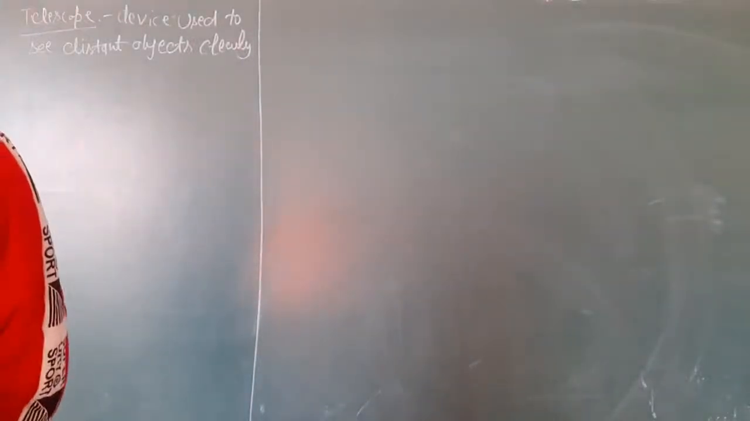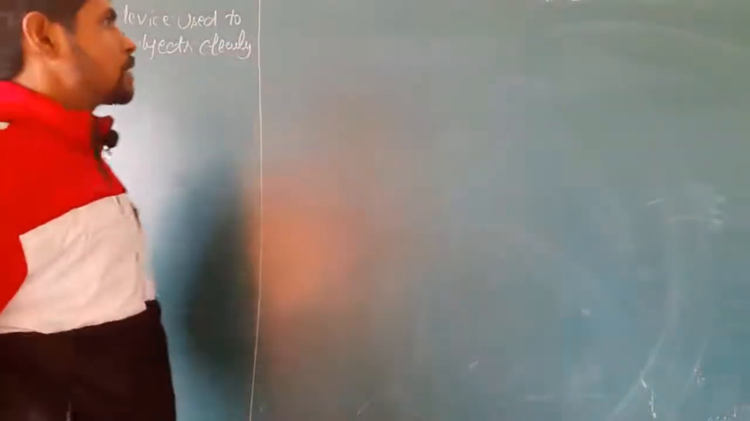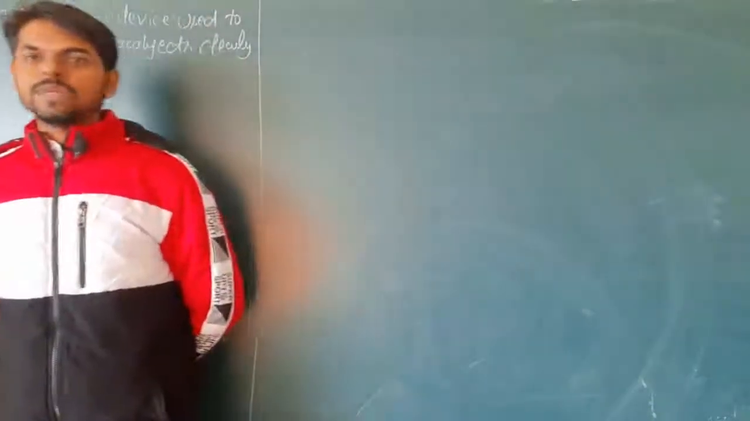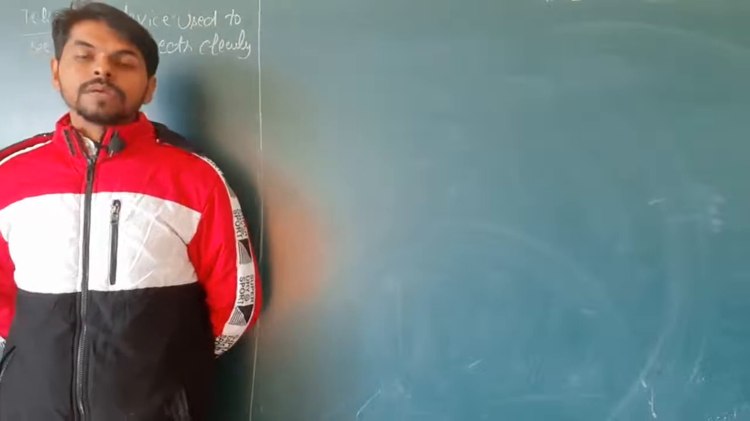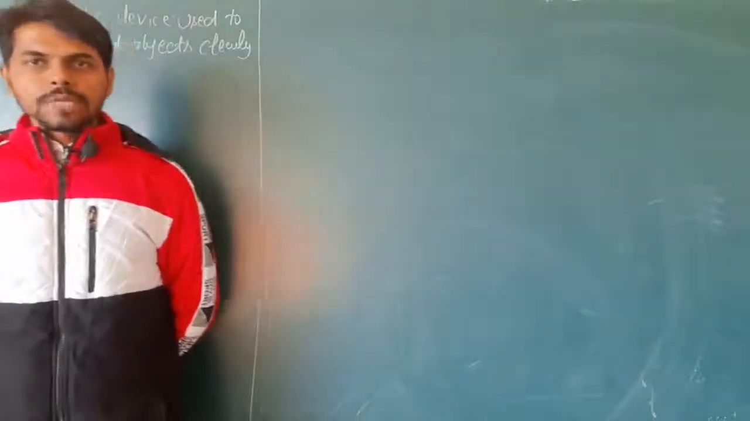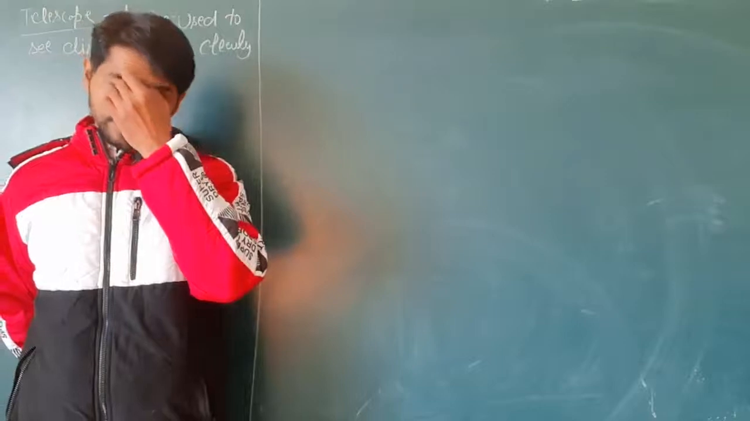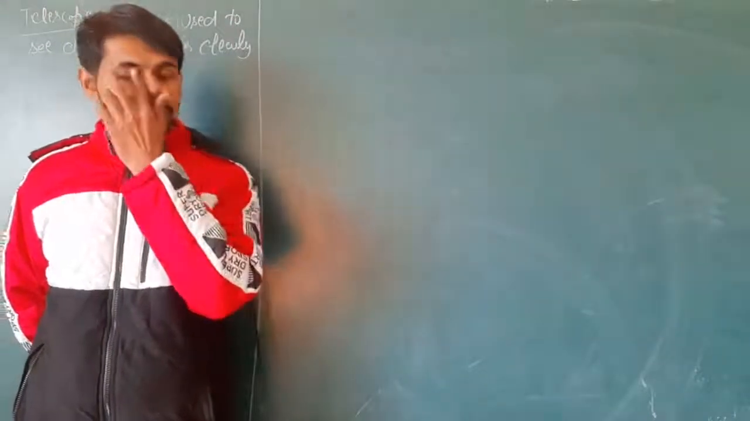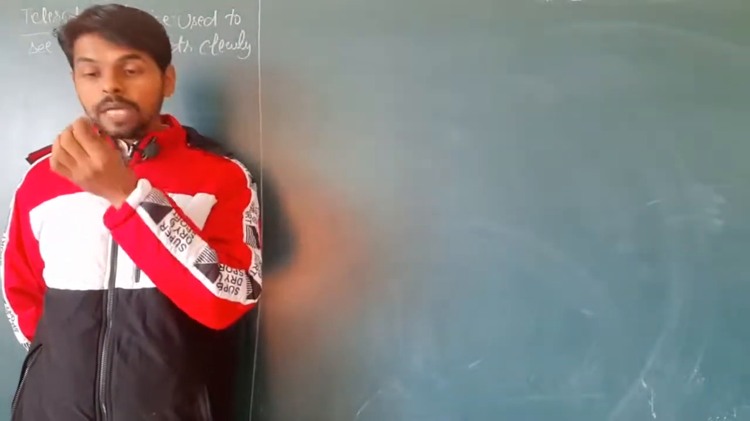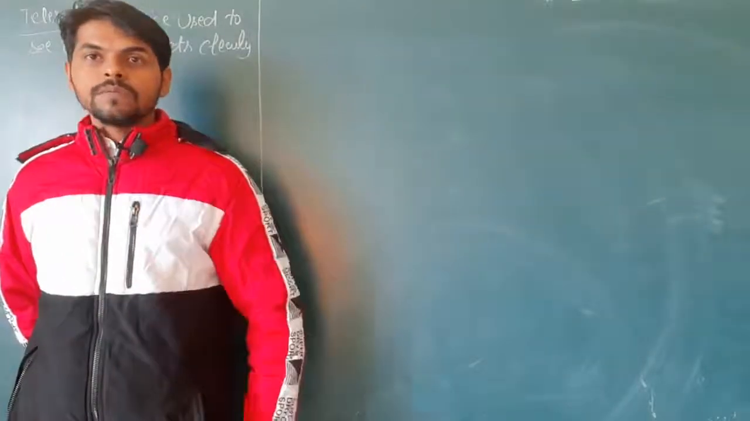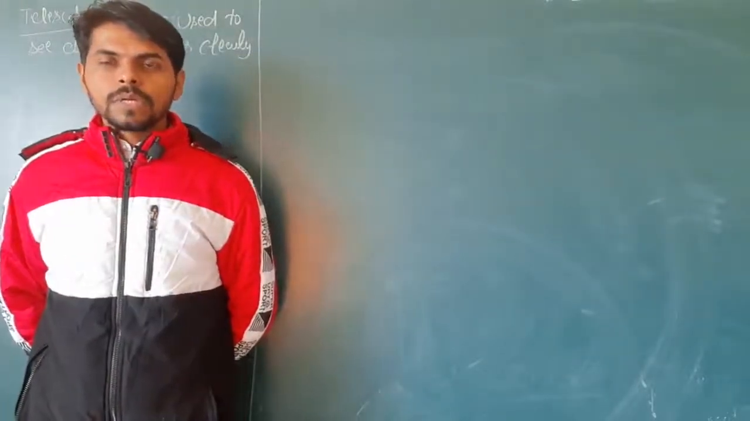It also consists of two lenses, one is the objective and another is the eyepiece. As we discussed in the compound microscope, there were two convex or converging lenses, one was the objective, another was the eyepiece. The lens with the object in front of it was the objective lens, and the lens in front of the eye was the eyepiece.